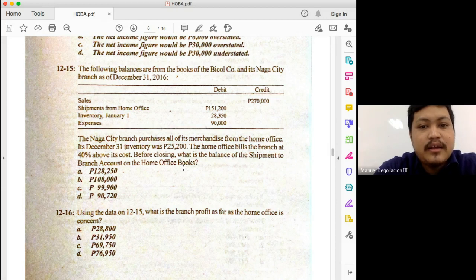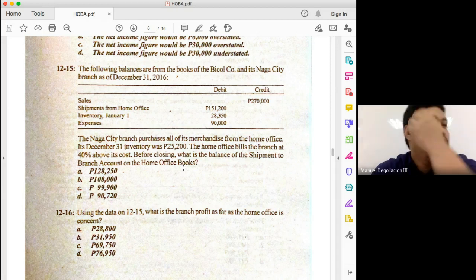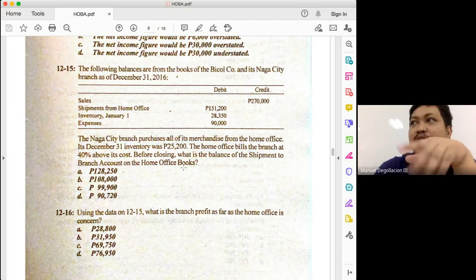108,000. And that is already our answer, correct? Why do we not have to multiply it by 40%? Before we were looking for the markup. In this case, what are we looking for? We're looking for the cost. And the 108,000 is already the cost.